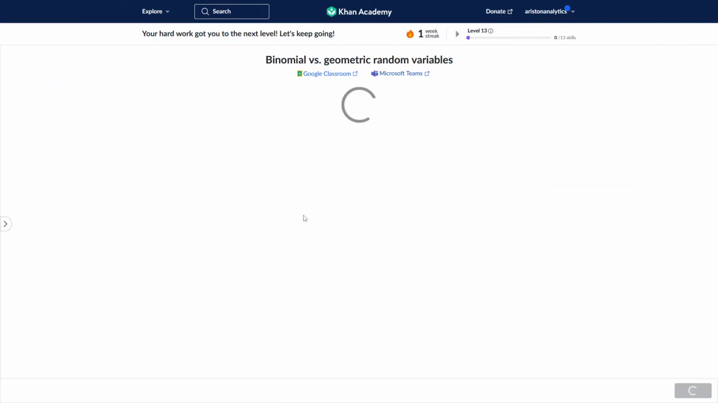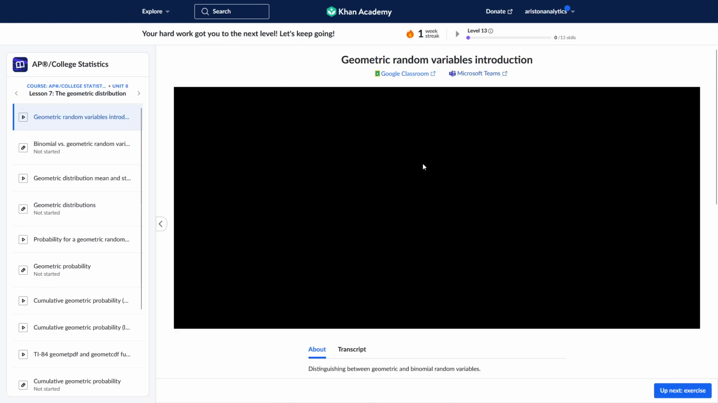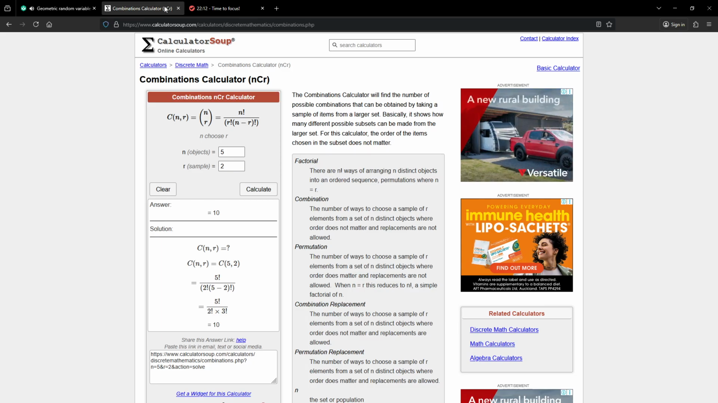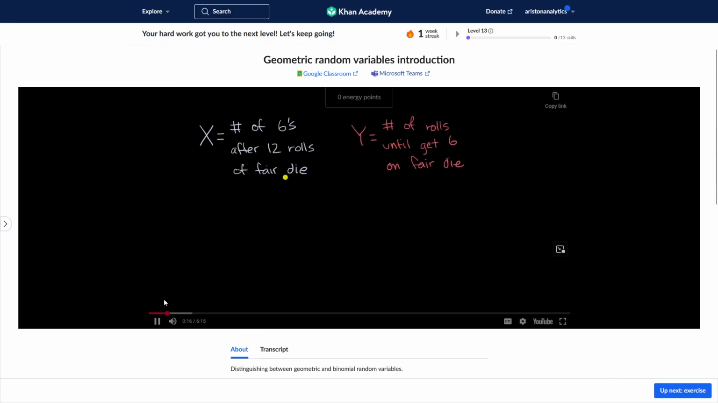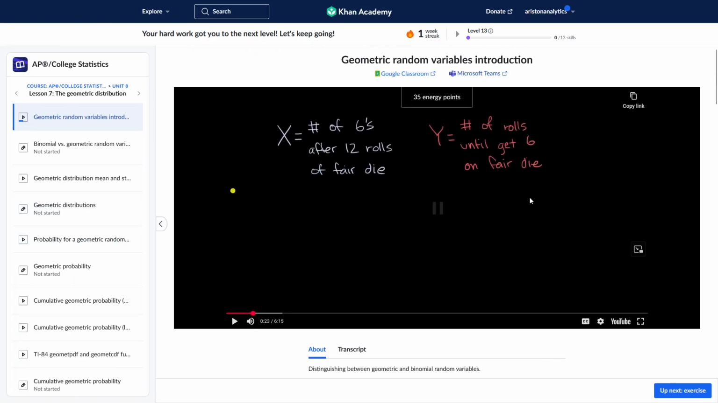Next. So I have two different random variables here, and what I want to do is think about what type of random variables they are. This first random variable, x, is equal to the number of sixes after 12 rolls of a fair die. Well, this looks pretty much like a binomial random variable. In fact, I'm pretty confident it is a binomial random variable.